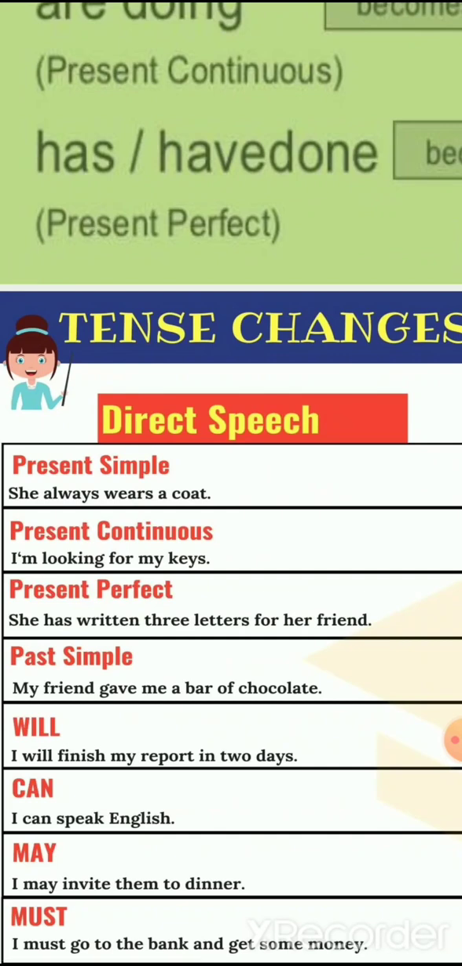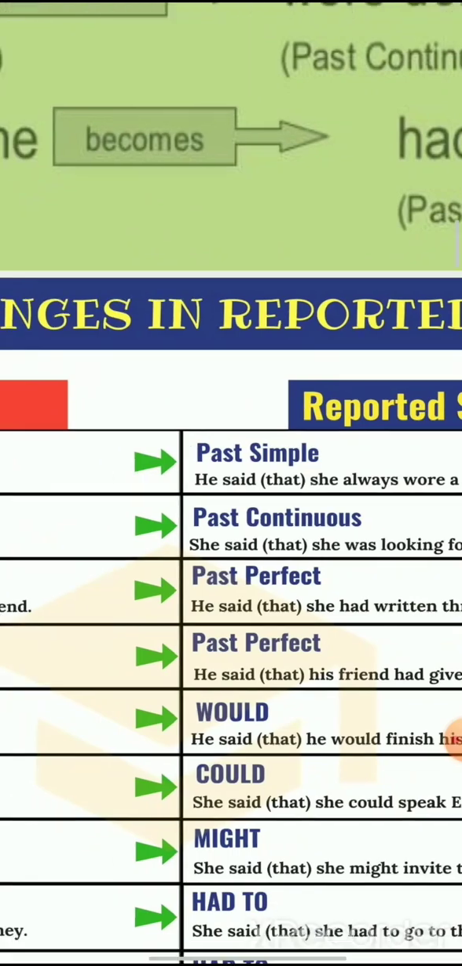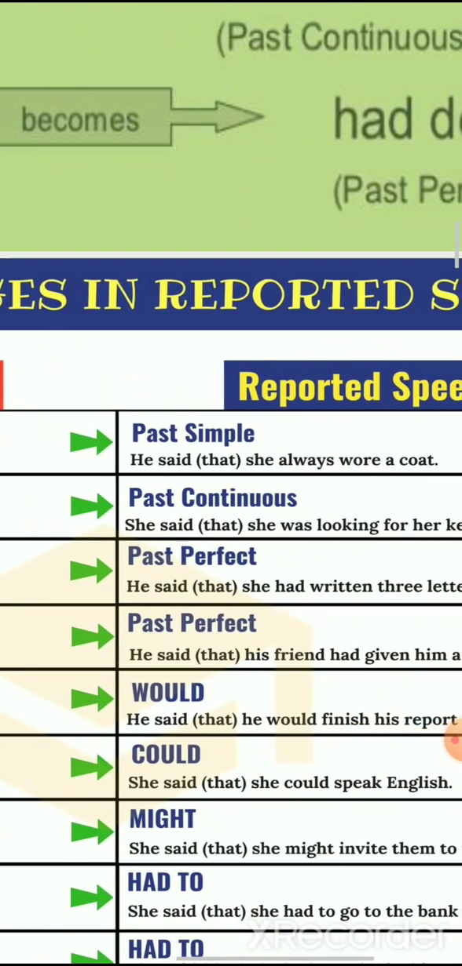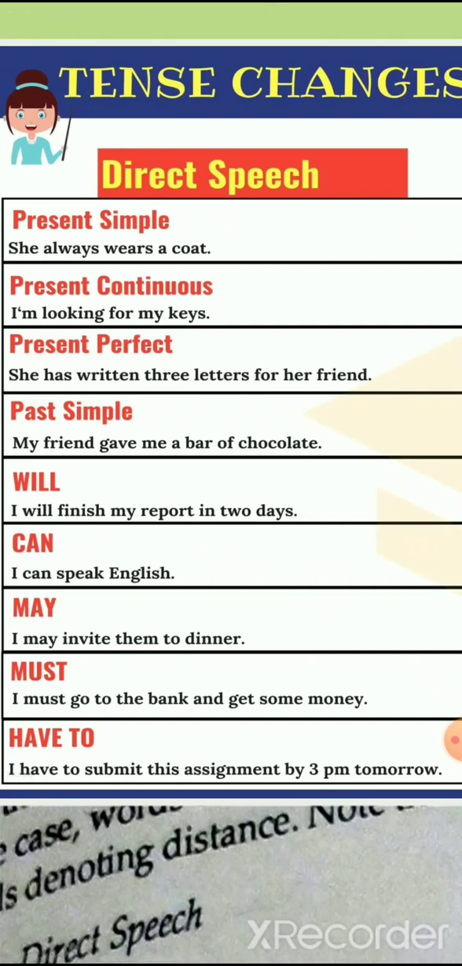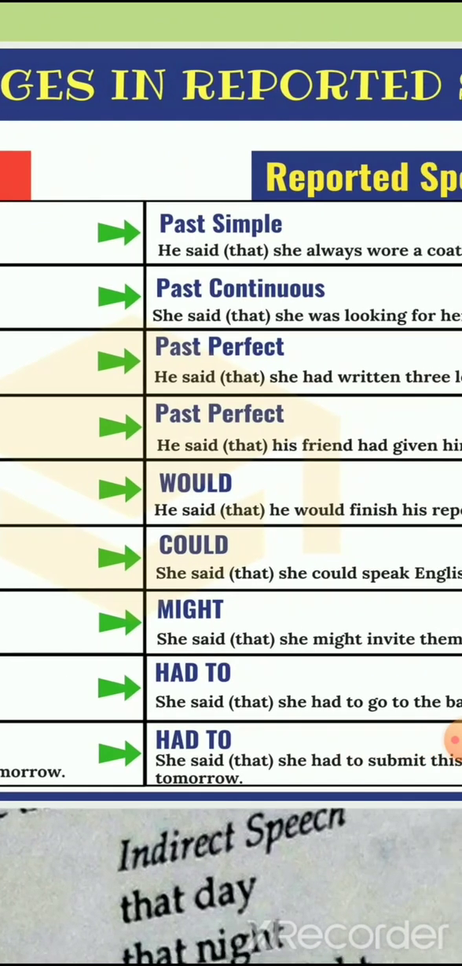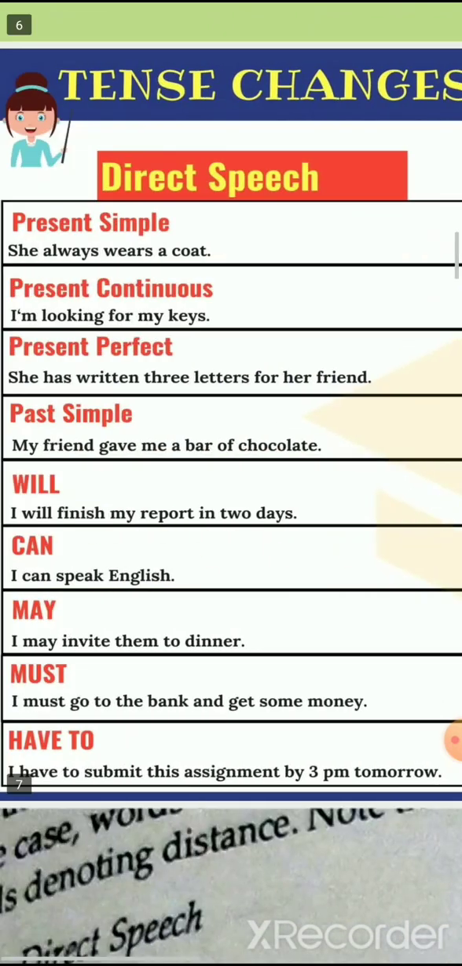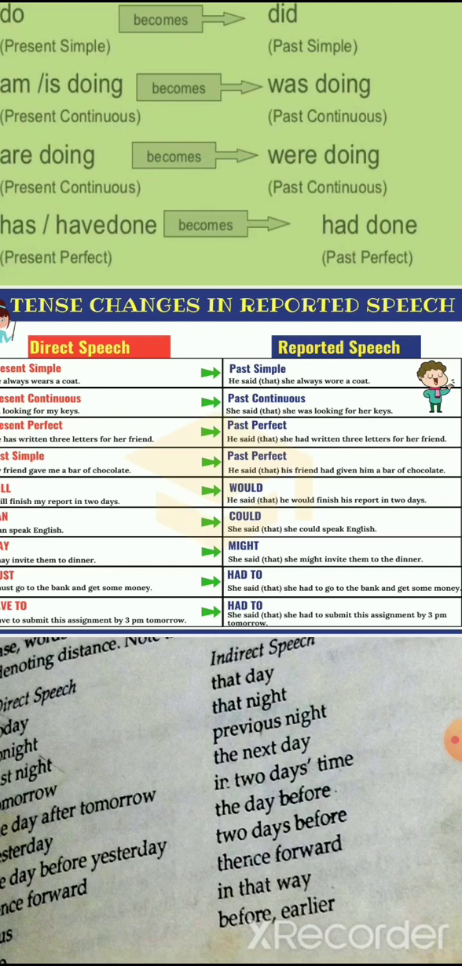And has written, had written. Past simple gave, verb 2, had given, past perfect, had plus verb 3. Will, would. I will finish my report in 2 days, and would finish. Will becomes would, can, could, may, might, must, had to. I must go to the bank and get some money. She said that she had to go to the bank, had to, so must changes to had to, and have to changes to had to. So these are all the tense changes in reported speech.